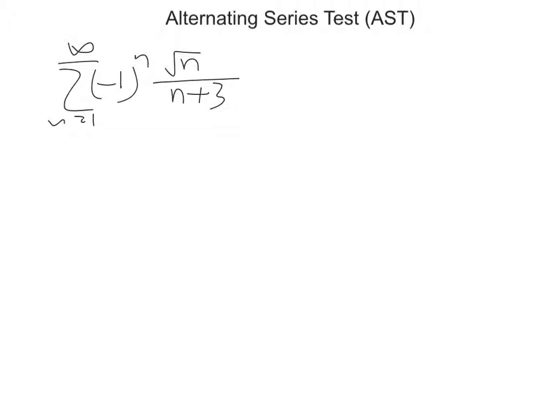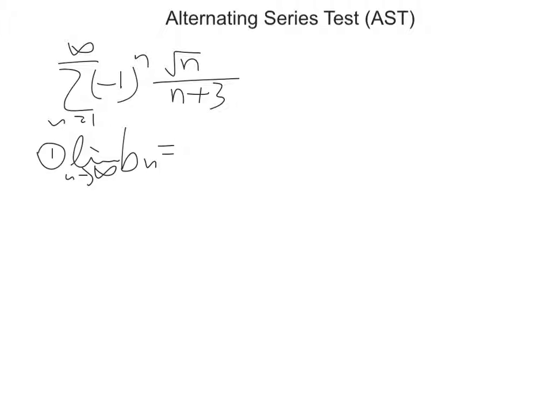In this video, we try to understand the process of the alternating series test through this problem. The summation of (-1)^n times the square root of n over n plus 3, as n starts from 1 to infinity. This is an alternating series, so by using the alternating series test, the first step, we need to take the limit of b sub n as n goes to infinity to see whether this is going to go to 0.